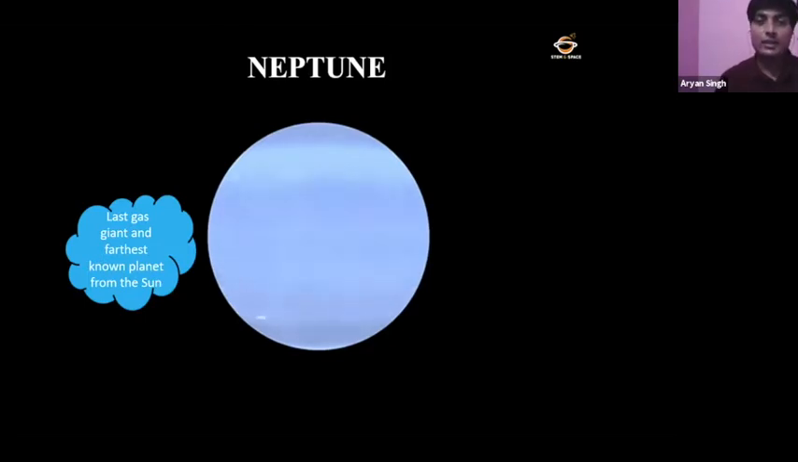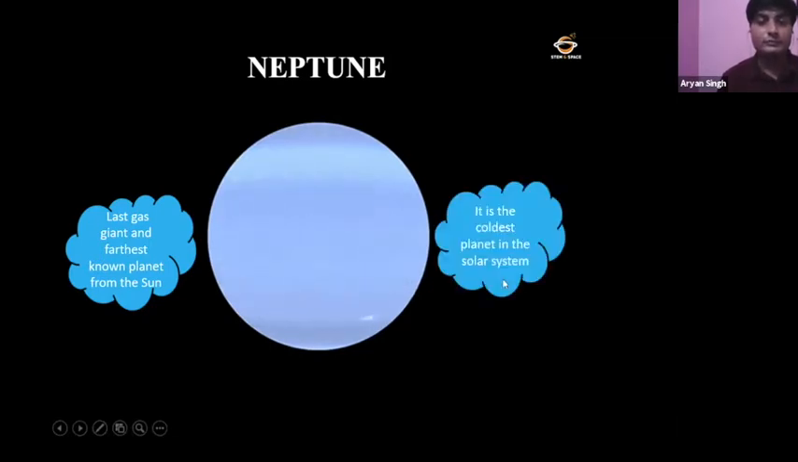Basically, the planets from Jupiter onward don't have a solid ground just like Earth. Okay, so you cannot actually stand on the surface of these planets, Jupiter, Saturn, Uranus, and Neptune. These are all made up of gases. So this one is the last gaseous planet, and also the farthest from the sun. Now, since it is farthest, it is also the coldest planet. Okay, this is the farthest from the sun, so it has to be.